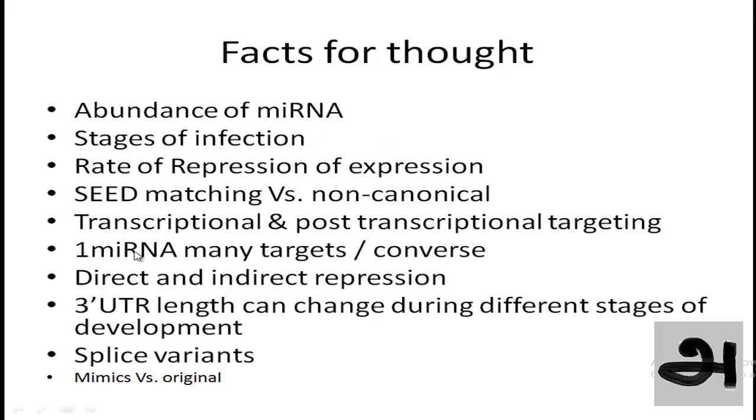So this one is very important. A particular microRNA can have many targets. So it can go and bind to different types of messenger RNA and block many protein syntheses. And the converse is also true. Many different types of microRNA can have a single messenger RNA target. Direct and indirect repression. There is a possibility of indirect repression of a protein also reported, as we will discuss in this presentation later on.